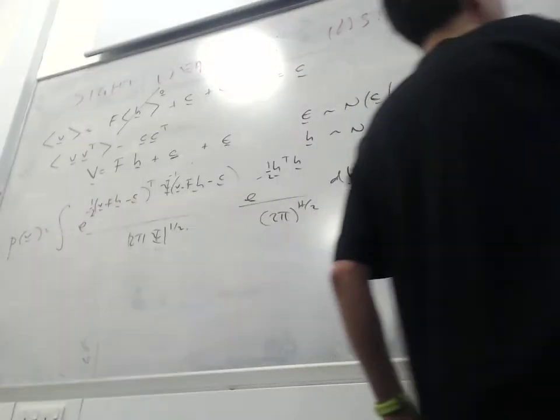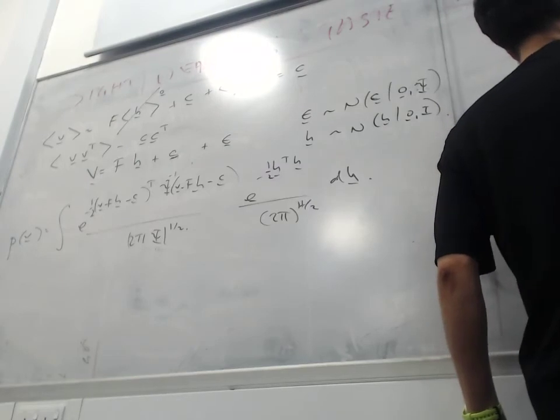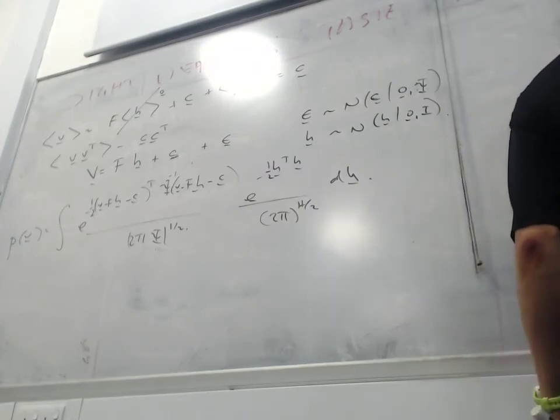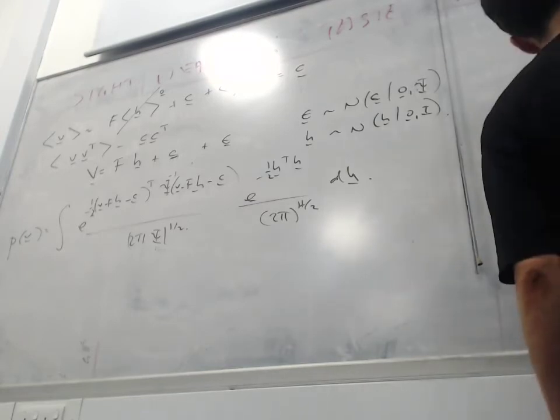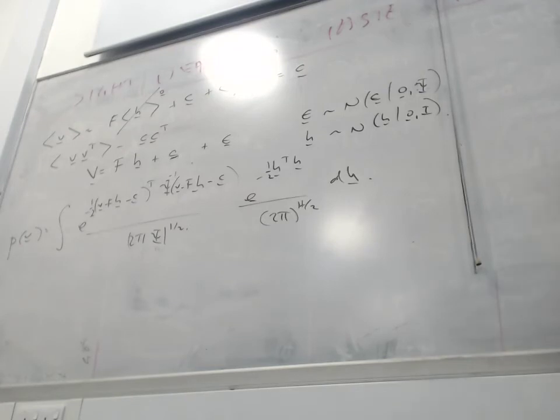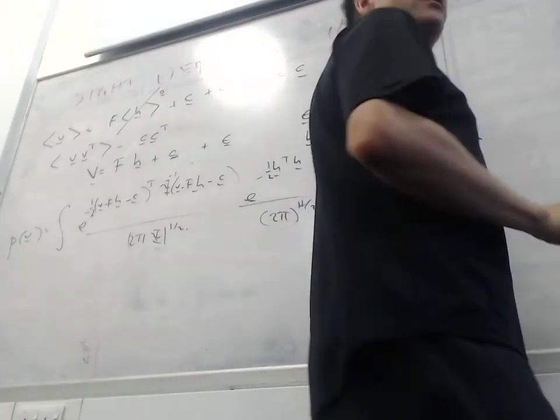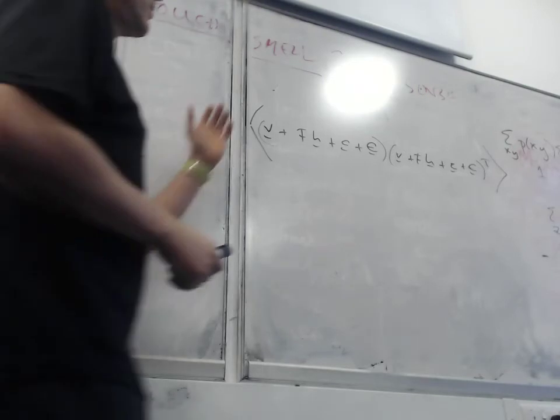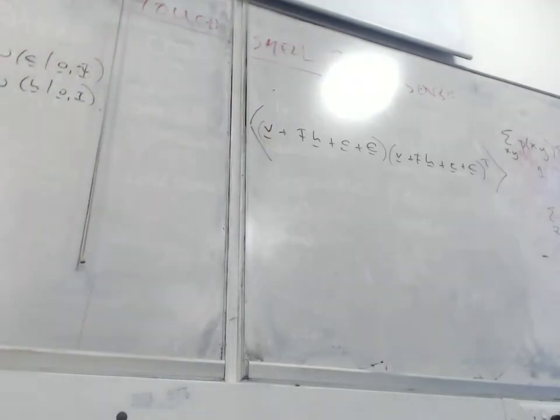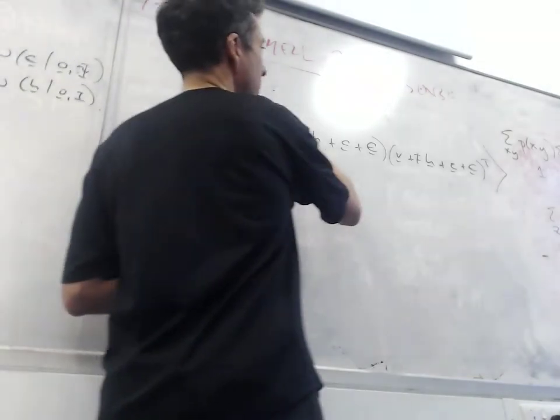We can write down (fh plus c plus epsilon) times (fh plus c plus epsilon) transposed. We take the expectation of this thing. Okay, so this looks painful, but it's very easy. What we're going to do is think about multiplying out all these terms and then averaging them.